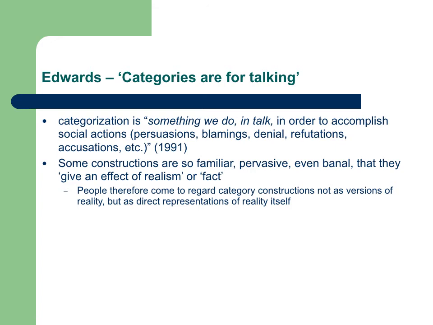So he argues that people therefore come to regard category constructions not as versions of reality, but as direct representations of reality itself. So by describing the person as a girl, I'm giving it a kind of basis in fact, whereas in actuality, if I had described her as a young woman or a friend, or a vivacious partygoer, various different kinds of versions of the account or event would have been constructed.